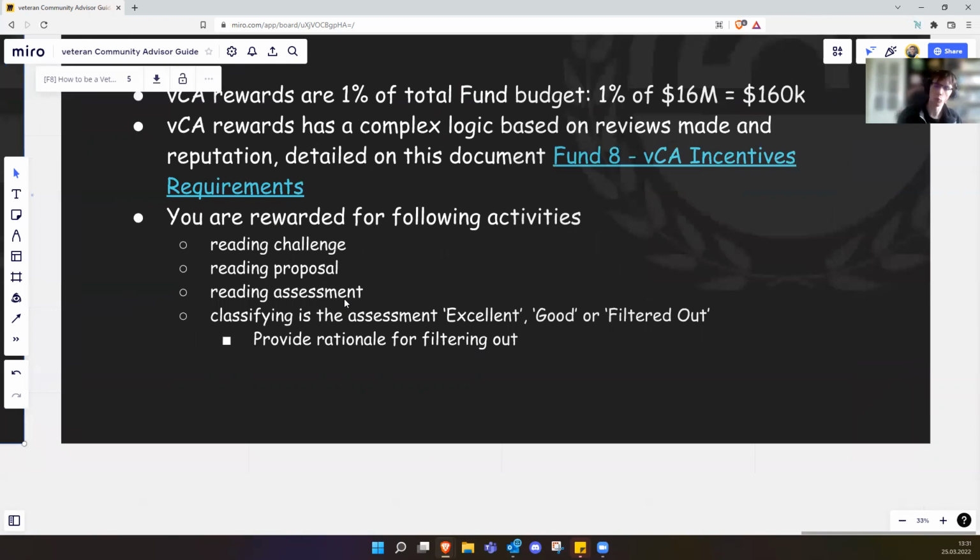And to get rewarded, you have several key actions, activities you do. First, you read about the challenge. You start with the campaign, the idea where people put proposals in. Then you read about the proposal which was put under a challenge. And it's important to know about the challenge because you have to check if it's aligned.